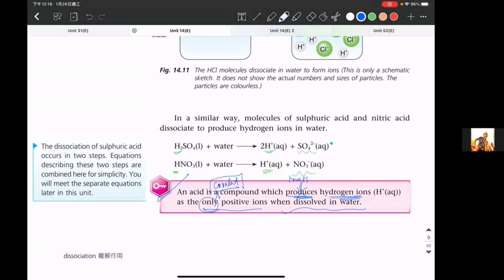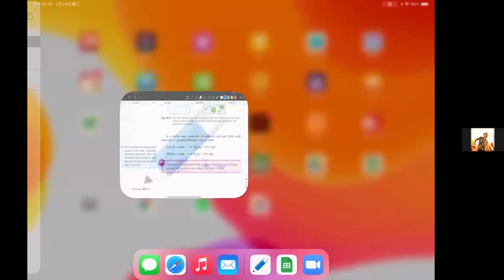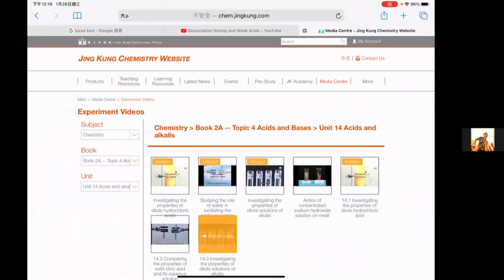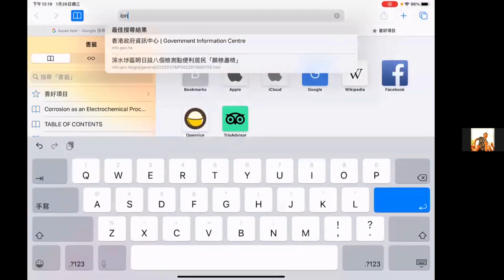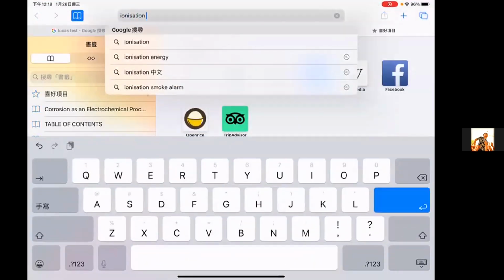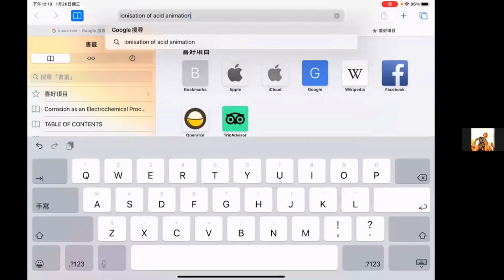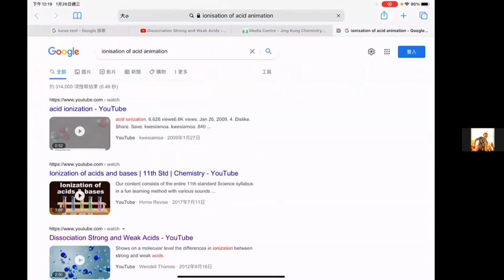So I would like to show you the video, right? For example, you should search on the web. Try to see what you will find. If you search on the web on the term ionization animation, what will you get? Just search ionization of acid. So we call that animation. Try to see what you can have. Can you see that?